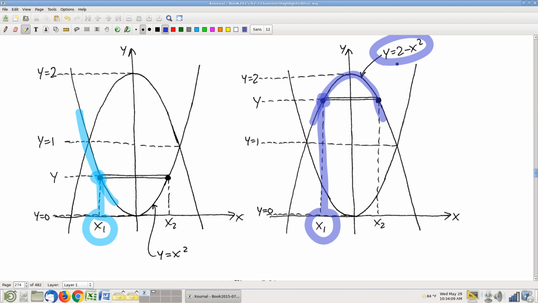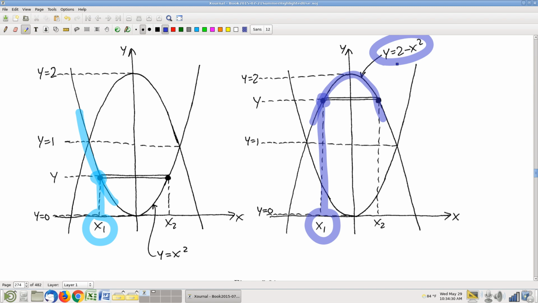Different formulas. No surprise, because they're different curves and they have different formulas. When you solve for x, you get different answers. If you solve for x in this first curve, you get square root of y, plus or minus. If you solve for x here, you don't. You get plus or minus the square root of 2 minus y. So which is right? Which one do you use for your bounds?